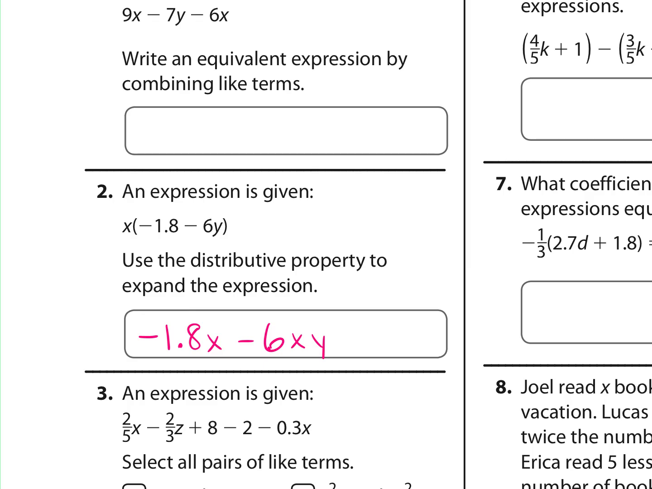Number 2 on EE1, we just do the distributive property. X times -1.8 is -1.8x. X times -6y is -6xy.